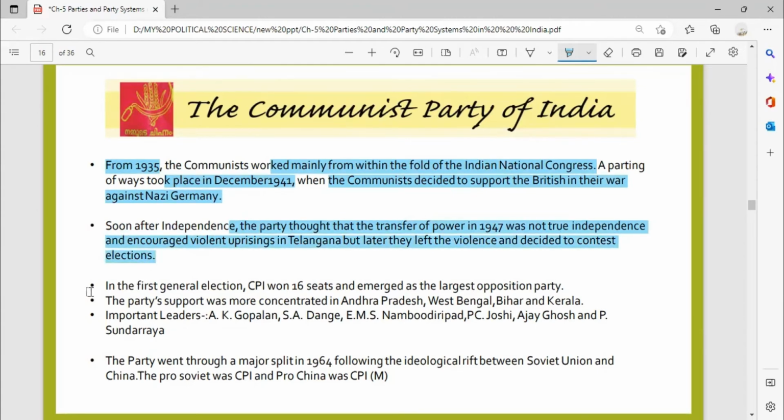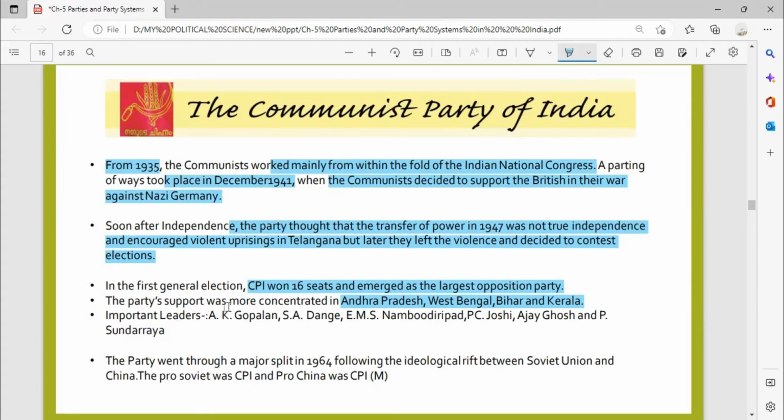In the first general election, CPI, Communist Party of India, won 16 seats. And let me tell you, this was the second highest in number after Congress, and it emerged as the largest opposition party. The party support was more concentrated in Andhra Pradesh, West Bengal, Bihar, and Kerala. And Kerala, as you know, became the first state where there was a non-Congress government in 1957.